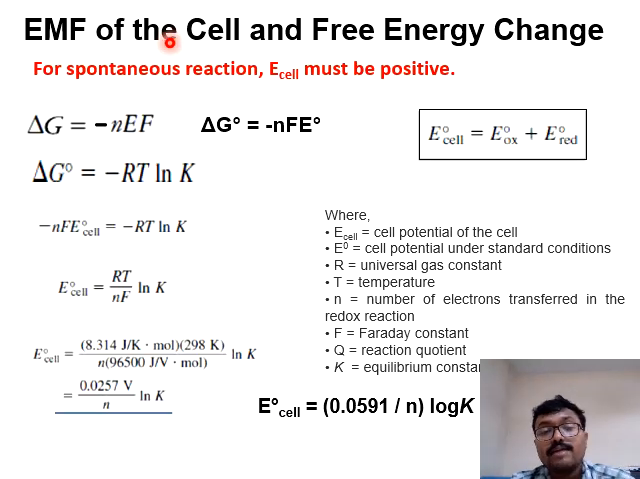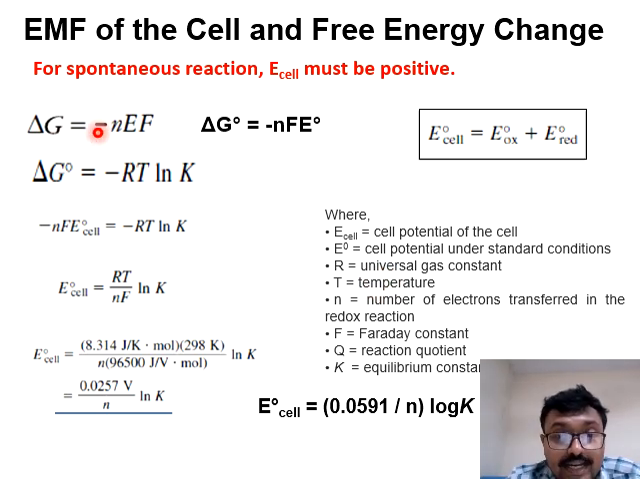Okay. Next one, EMF. EMF full form is electromotive force. How can we calculate it? What is the relation between electromotive force and Gibbs free energy of a reaction? The relation is delta G is equal to minus nFE. n is the number of electrons transferred in the redox reaction, E is the electrode potential, and F is the Faraday. And we know another equation, delta G0 is equal to minus RT ln K, where K is the equilibrium constant, R is the universal gas constant, and T is the absolute temperature.